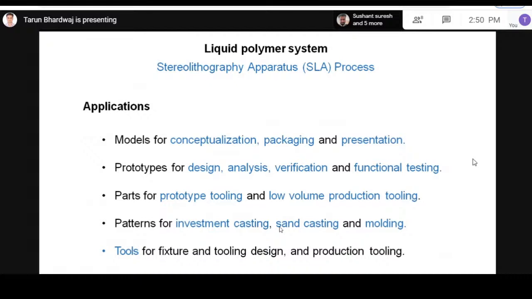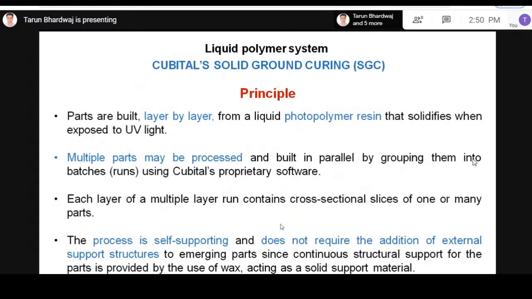Now I will talk about the SGC. Basically, this is solid ground curing. The parts are built layer by layer from a liquid photopolymer resin that solidifies when exposed to UV light. Here we are using a UV light. First in SLA we used lasers, and lasers are quite expensive. So after that we moved to UV lights, ultraviolet light. They are also expensive, but researchers want to check what actually happens when we use another source of energy.